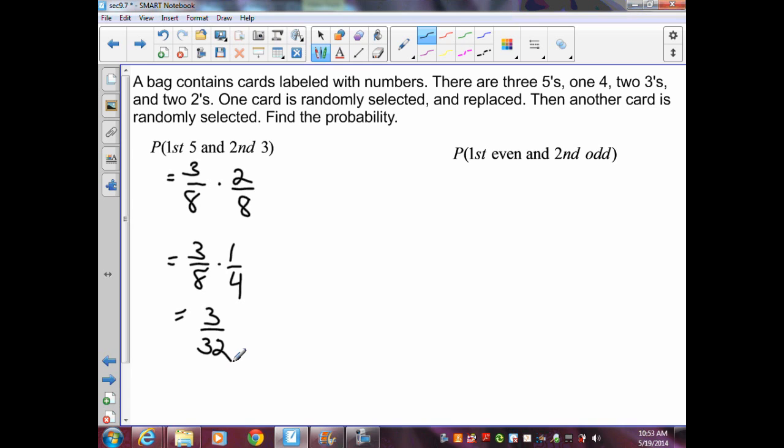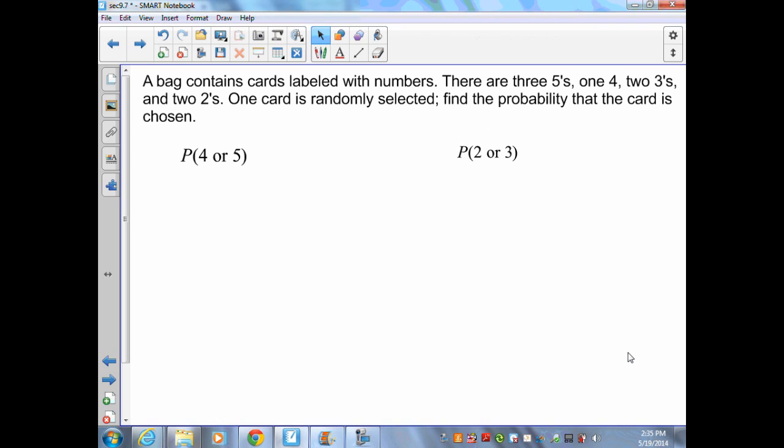The next one, the probability of the first card is even and the second is odd. Again, it's independent. My even would be the probability of my 4 and 2s, and I have 3 out of 8 on those for even, probability of an even card, times the probability of an odd. I have 3 and 5, which is 5/8. Therefore, the probability is going to give me 15/64.